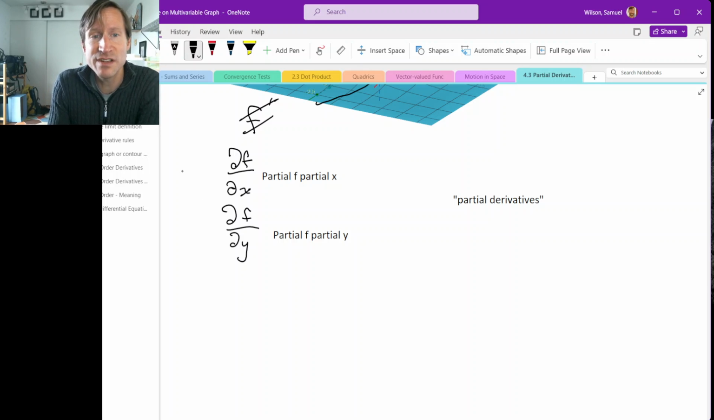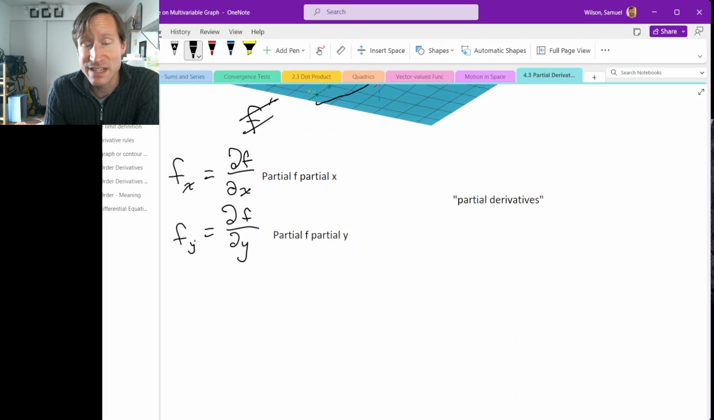The other notation that does get used is a subscript. So if you have a subscript on a function of more than one variable, that's the partial derivative in that direction. So f sub x, that's the same thing as partial f partial x, and so f sub y would be another name for partial f partial y.